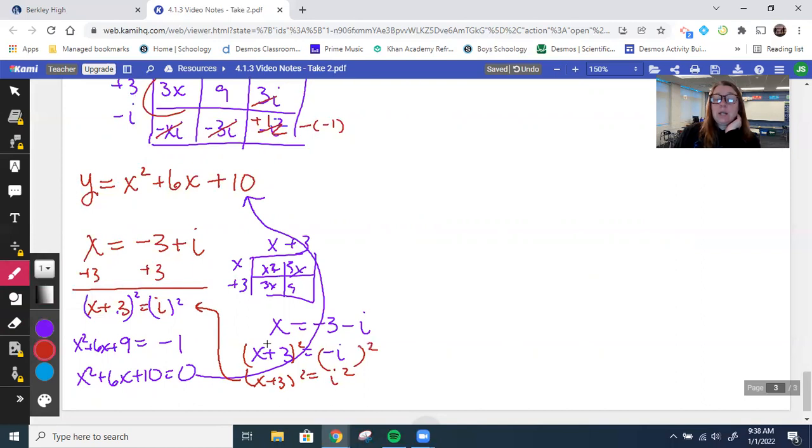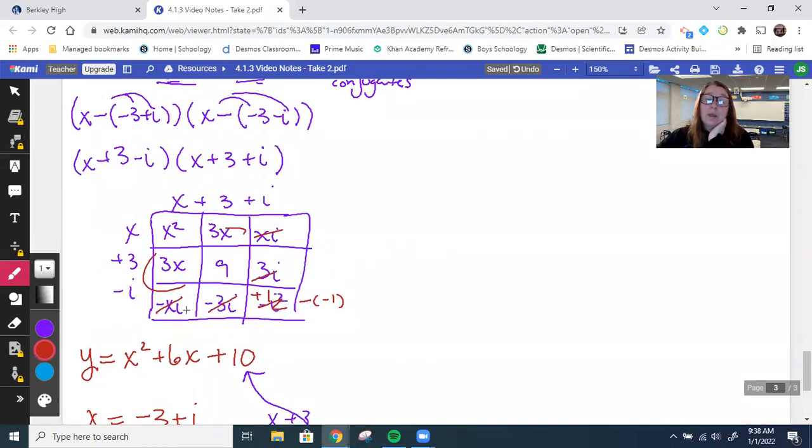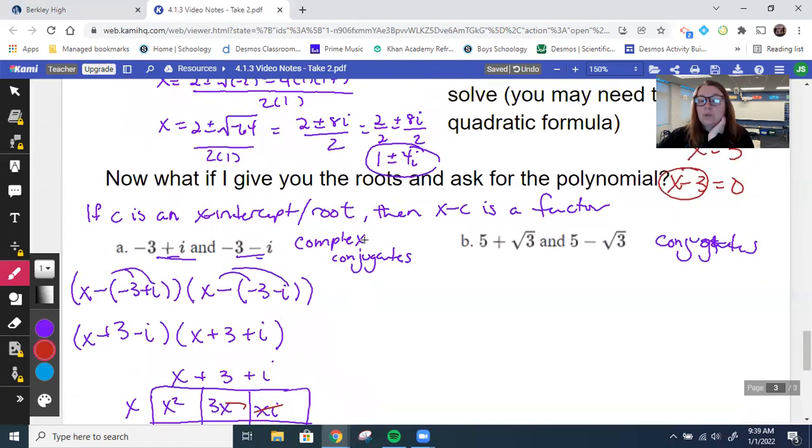So it really doesn't matter which one you use. If they're conjugates, this would give you both of these as solutions, like it will give you this and this solution. So it doesn't matter which one you use. To me, this is a lot faster than this. Okay, but you get the same answer either way.